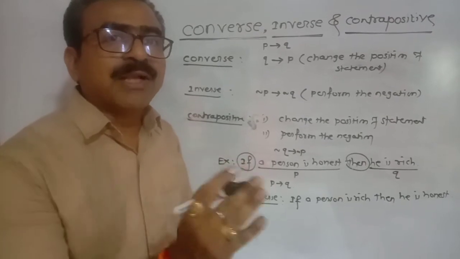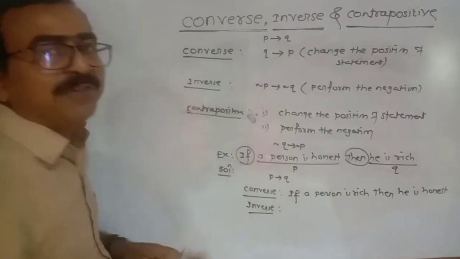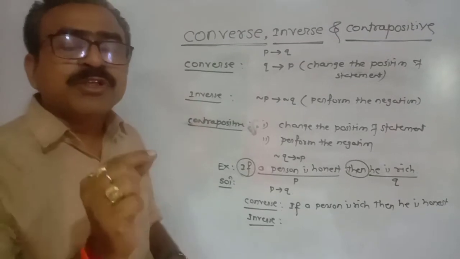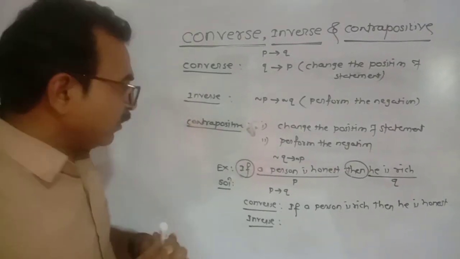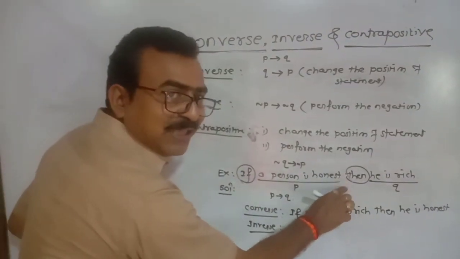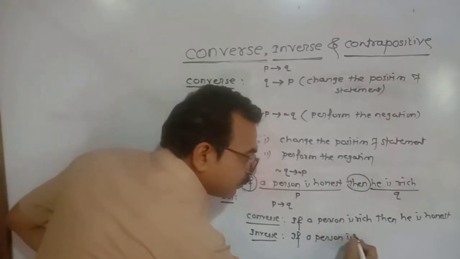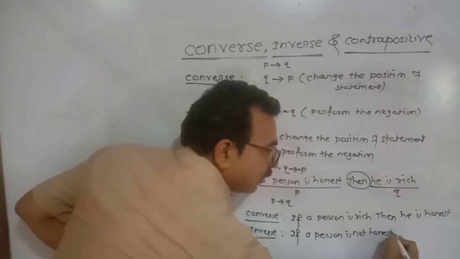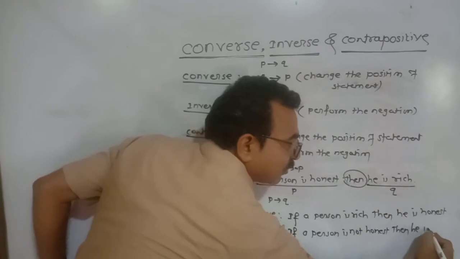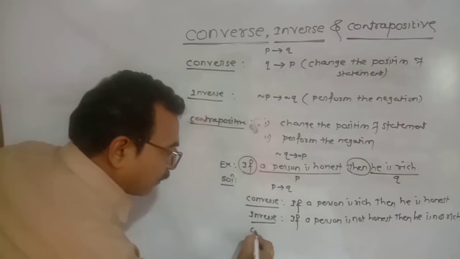Now you have to find the inverse of this statement. From previous knowledge you know that while finding the inverse of any conditional statement, you have to perform the negation. So its inverse becomes: if a person is not honest, then he is not rich. Its negation of 'a person is honest' is 'a person is not honest', and the negation of 'he is rich' becomes 'he is not rich'. Understood?